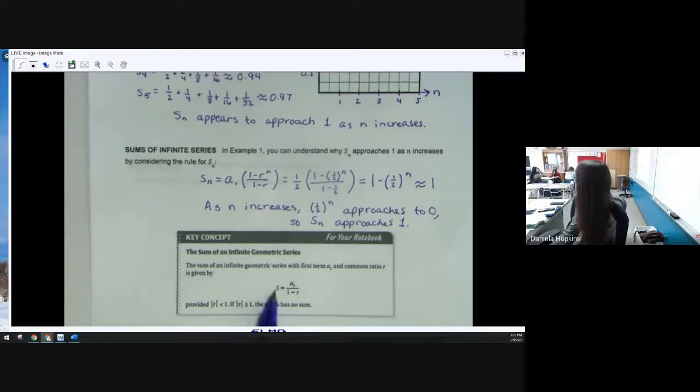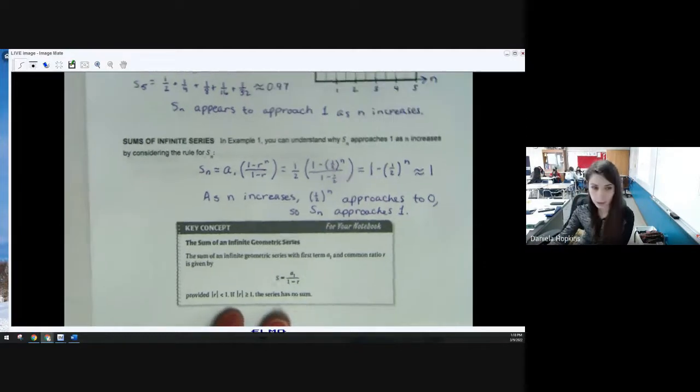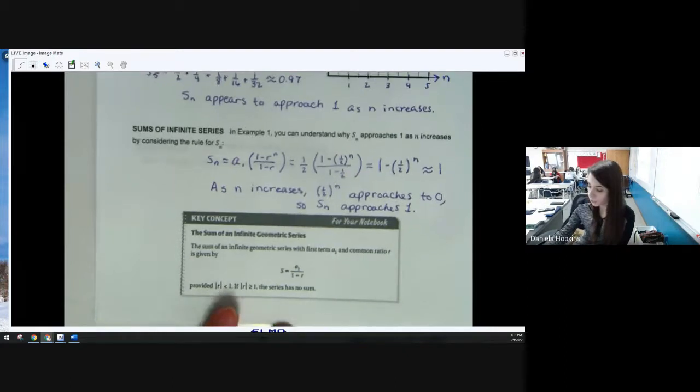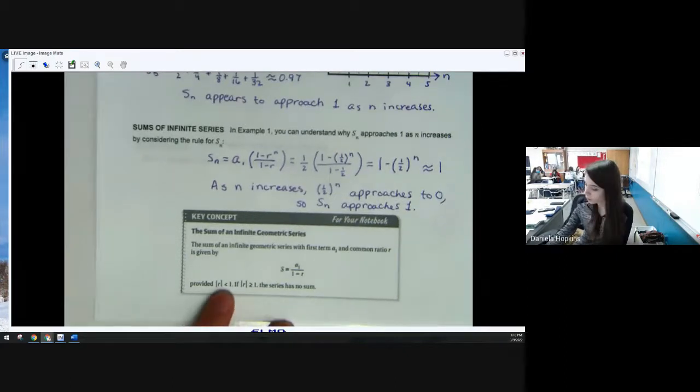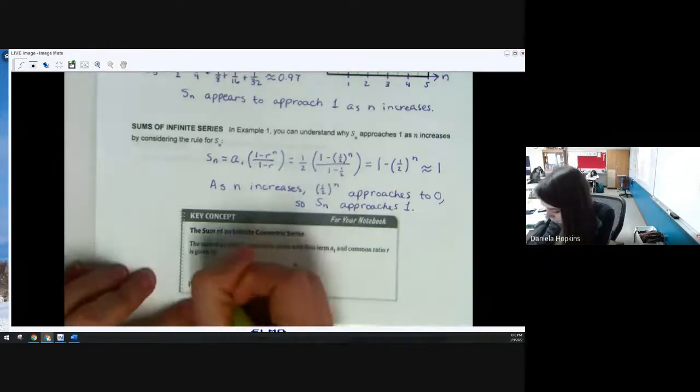Notice it's no Sn because we don't actually need to talk about the number of terms now. However, there is a caveat here. It's pretty big. Provided that R, the absolute value of R, is less than 1. Why does that need to be true? Why does R need to be less than 1?